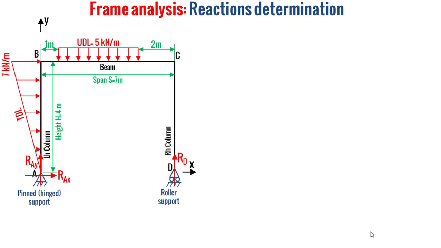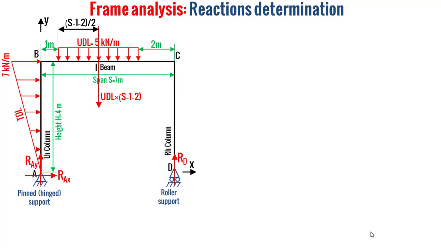Now I'll explain how to determine the reactions at points A and D. At point A we have two reactions, RAX and RAY, because we have a pinned support. And at point D we have one single reaction, denoted simply by RD, because we have a roller support. The UDL can be simplified into a point load with a magnitude equal to the UDL multiplied by the length of the portion it occupies, applied at the mid-length of this portion.